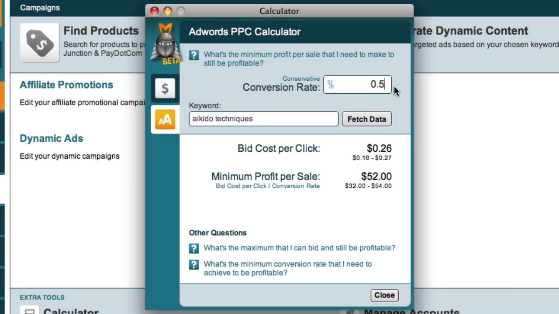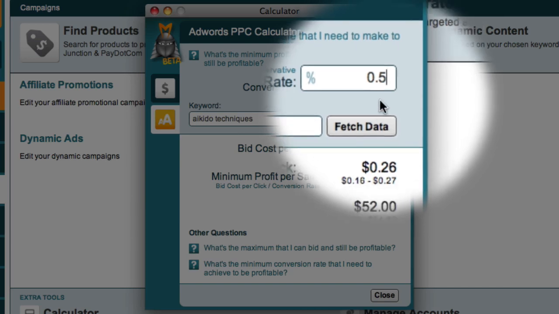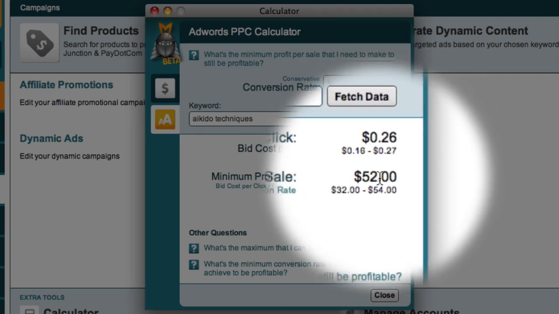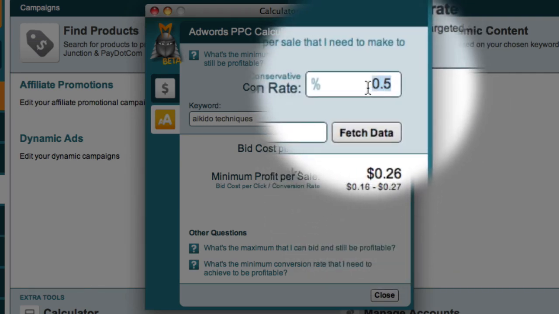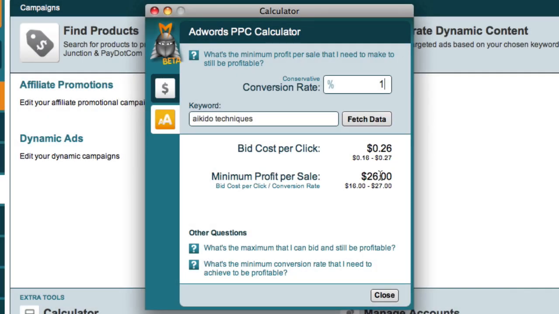Now, using the values that I've entered here, I can see that if the product I was promoting had a sales letter that converted at 0.5%, and I was able to buy traffic at 26 cents per visitor, I'd need to find a product that paid me $52 per sale in order to break even. If, on the other hand, I managed to find a website that had a 1% conversion rate, then I would need to make $26 per sale in order to break even, which might be a little more viable.